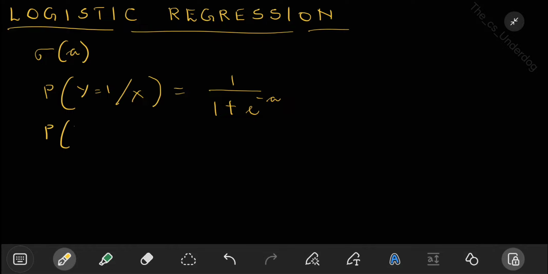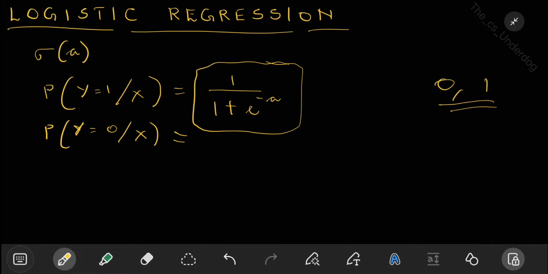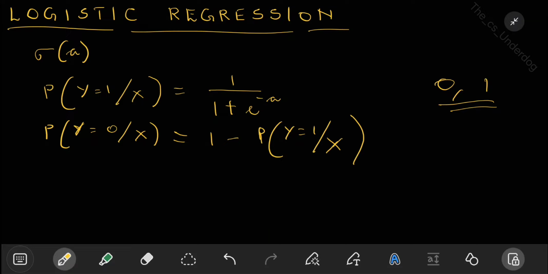What will be p of y equal to 0 given x? Can you say from this? Because you know there are only two classes, 0 and 1. You know this is the probability that y equal to 1, given the value of x. You have only two probabilities. Then what can be the probability that y equal to 0? It will be 1 minus probability of y equal to 1 given x, right? So that is 1 minus sigma of a, sigmoid function of a. This is how you can write probability of y equal to 0.